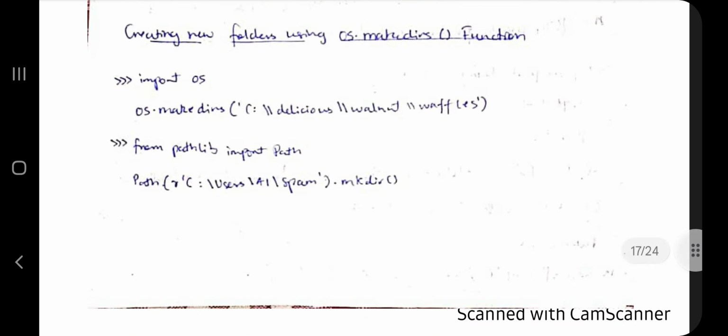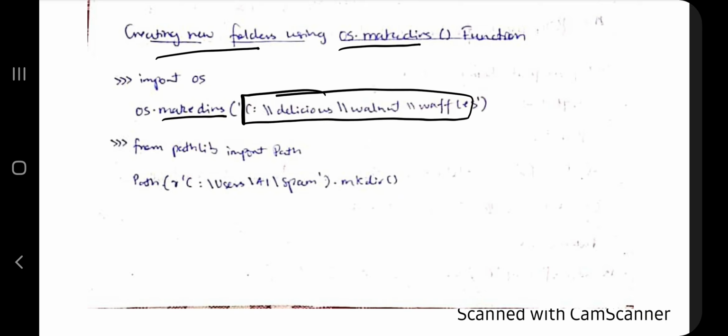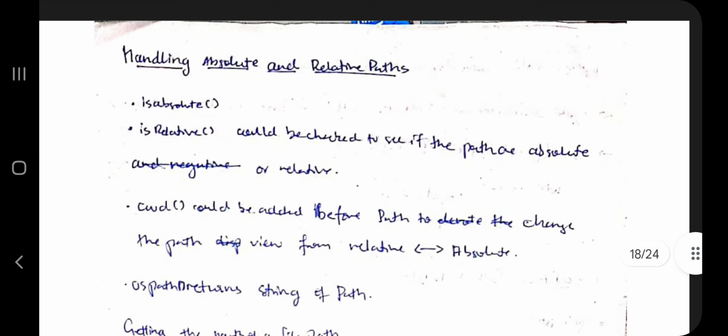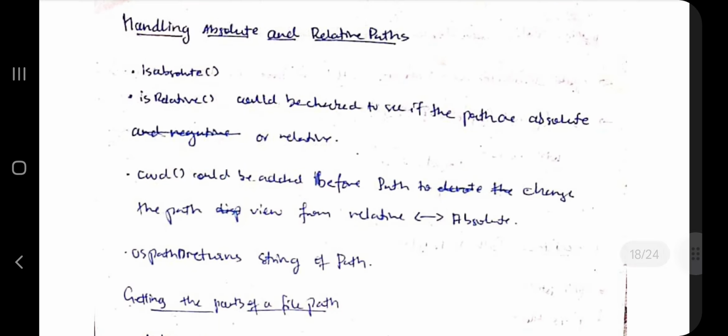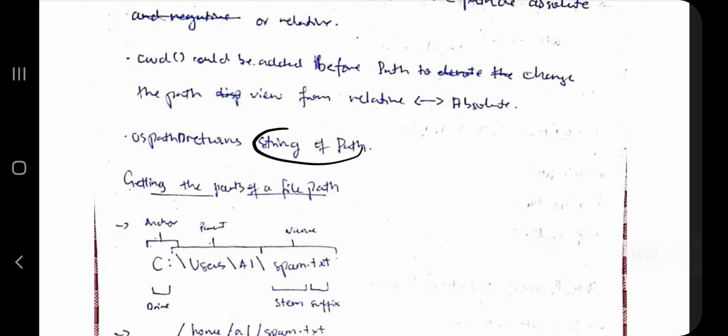Okay. To create new folders, you can use the os.makedirs function to create a new directory, and you can use the other format also using pathlib. And to handle the relative and the absolute paths, we can use is_absolute to check if the path is absolute or relative. And cwd could be used to change from absolute to relative path and relative path to absolute. Okay. Path returns the string of the path.